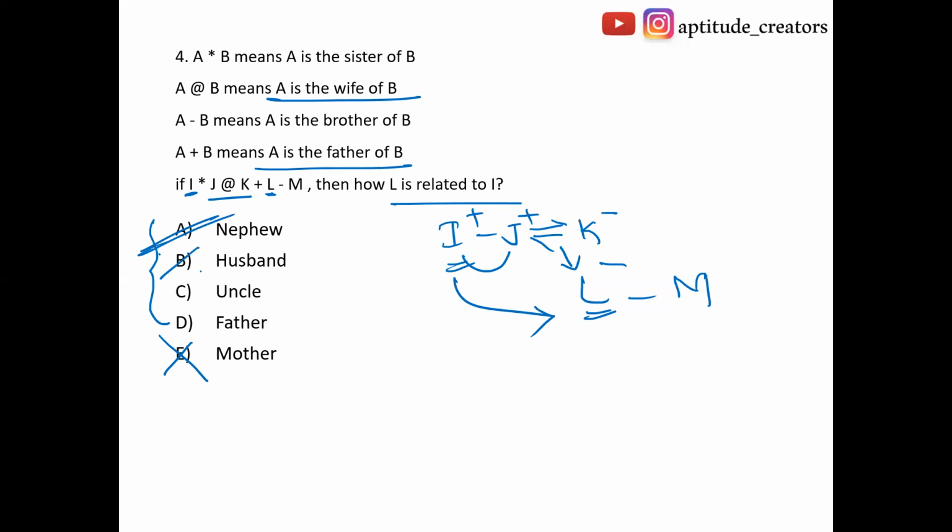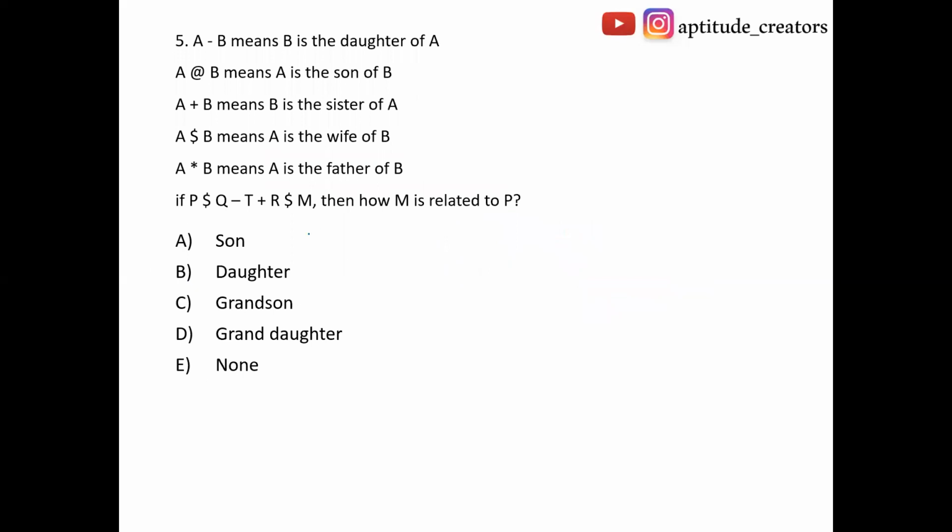Husband is not possible. The people are not in same generation. Uncle is not possible. The person is in below generation. Father is also not possible. The person is in below generation. Correct. That is the reason. Okay. Moving forward to next.